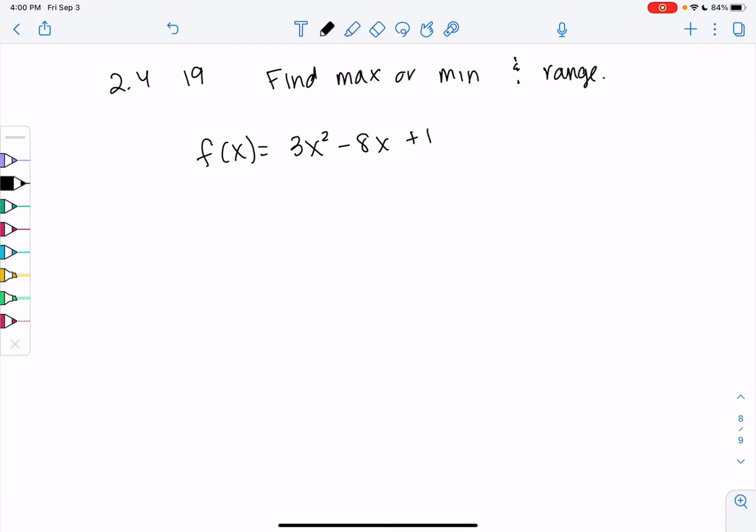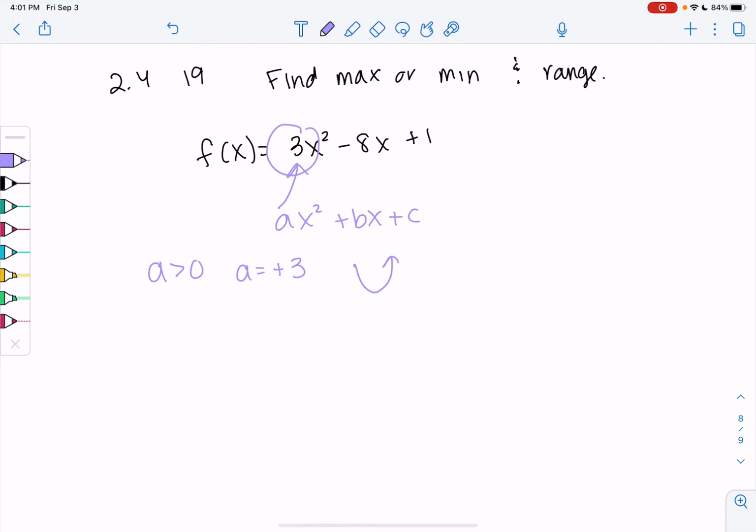All right, let's look at section 2.4, number 19. We're going to find the max or min of 3x squared minus 8x plus 1, and then we'll find the range after the fact. So we learned parabolas. When a is positive, so a is the x squared term, right? It's ax squared plus bx plus c. When a is positive, so we have positive 3 here, it opens upward, and so that will create a minimum at the vertex.